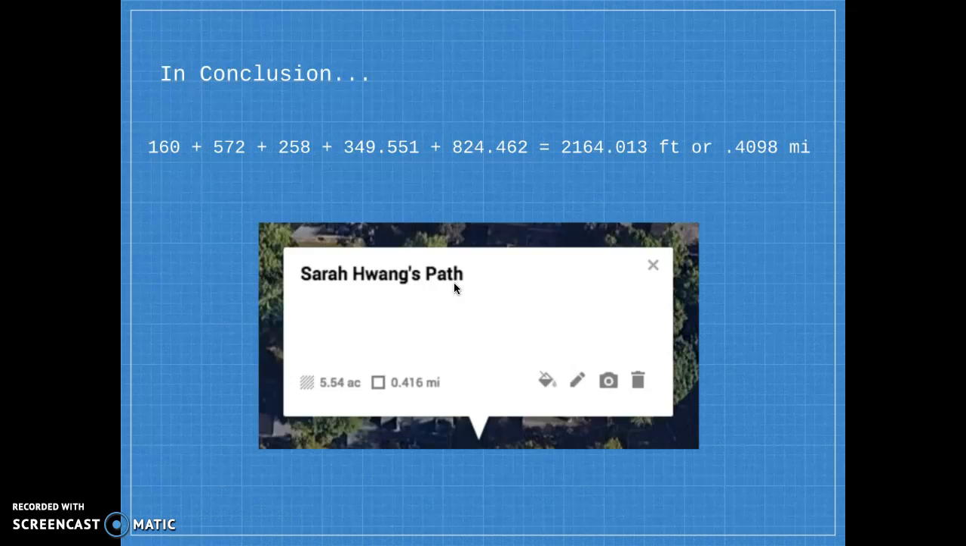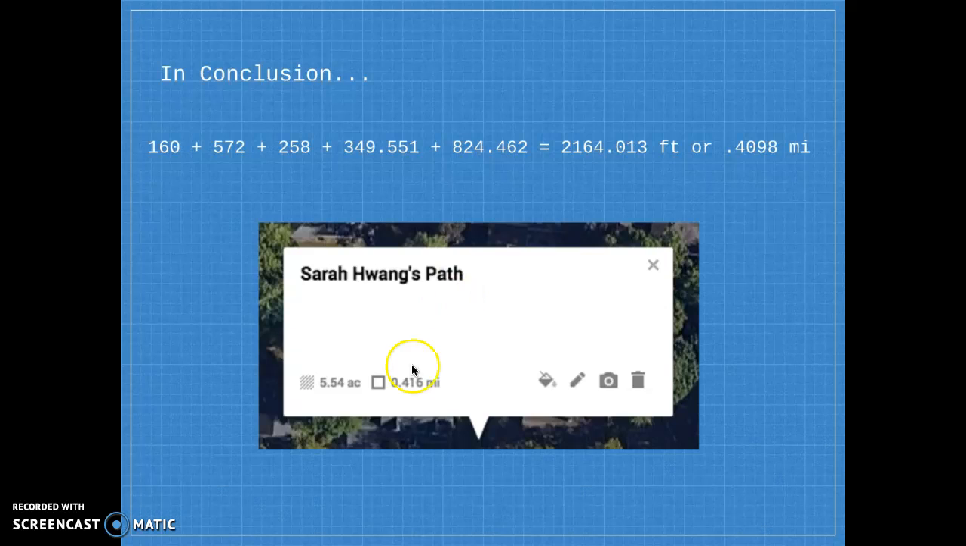So to sum it all up, in order to find the total distance that I'm walking with my dog, I need to add the 3 straight edges that I measured earlier in the PowerPoint, 160, 572, and 258, along with the 2 distances I had just calculated using the arc length formula, 349.551 and 824.462. And this equals about 2,164.013 feet, or when you convert it to miles, it is 0.4098 miles.